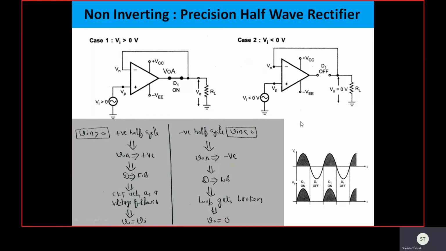So this is the biggest limitation of this circuit: in one of the half cycles we are getting the output same as input and the closed loop gets established, but in the second half cycle the loop gets broken and the operational amplifier comes to open loop mode, leading the system to saturation, and because of saturation the frequency response gets decreased in the operational amplifier. So that's why this type of precision rectifier is called a saturating precision half wave rectifier. This is considered one of the limitations of this rectifier.